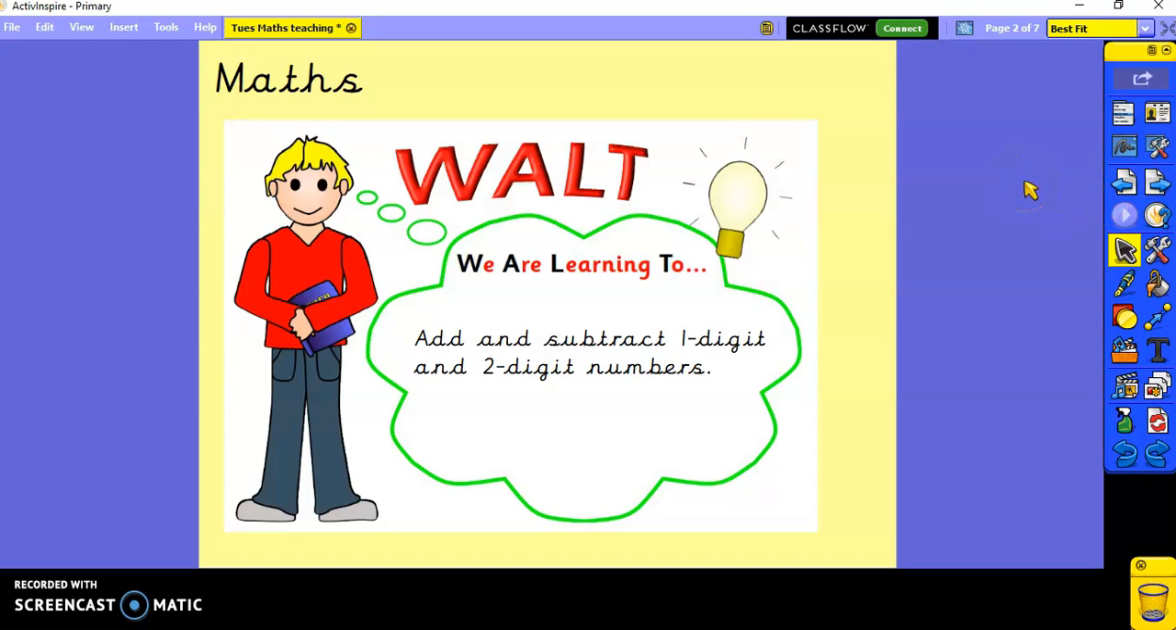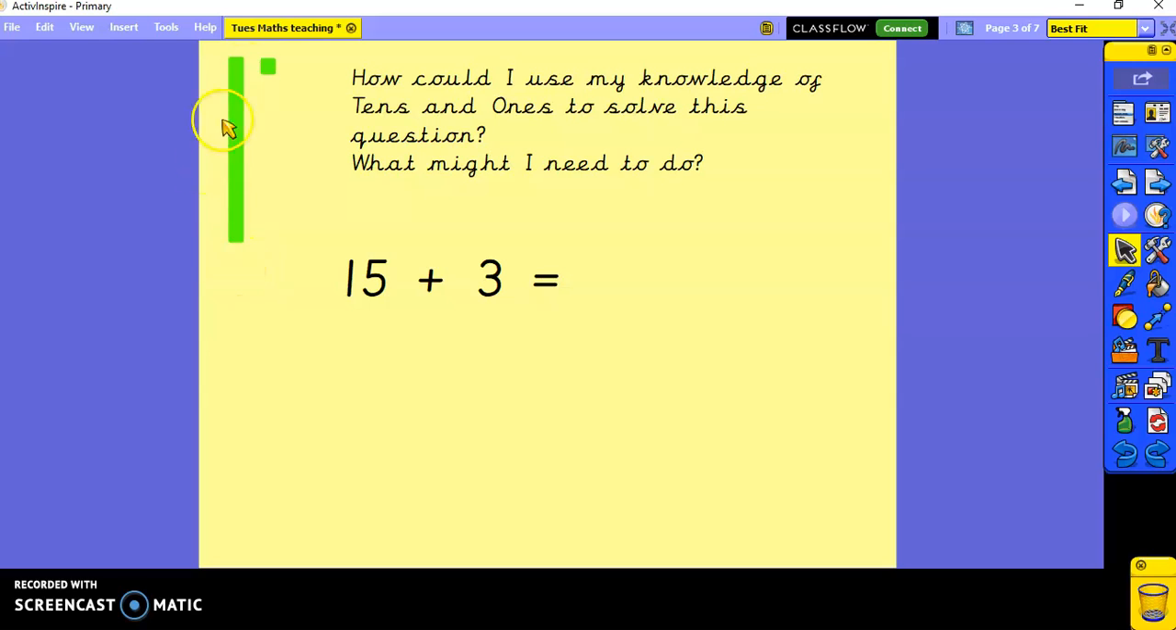So what is our main maths lesson going to be about today? Well, we are learning to add and subtract 1 and 2 digit numbers, and our place value, our tens and ones, are going to be really useful for that today. So I've got some tens and ones ready up here, but remember, you can draw them at home. So how could I use my knowledge of tens and ones to solve this question? What might I need to do?